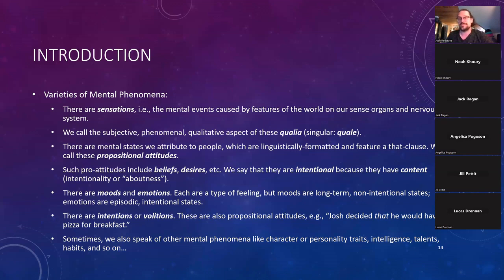Desires are propositional attitudes. We say that they're intentional. These are intentional states because they have intentionality. That is, they have content. Beliefs and desires and other mental states, other propositional attitudes are always about something. They have content.